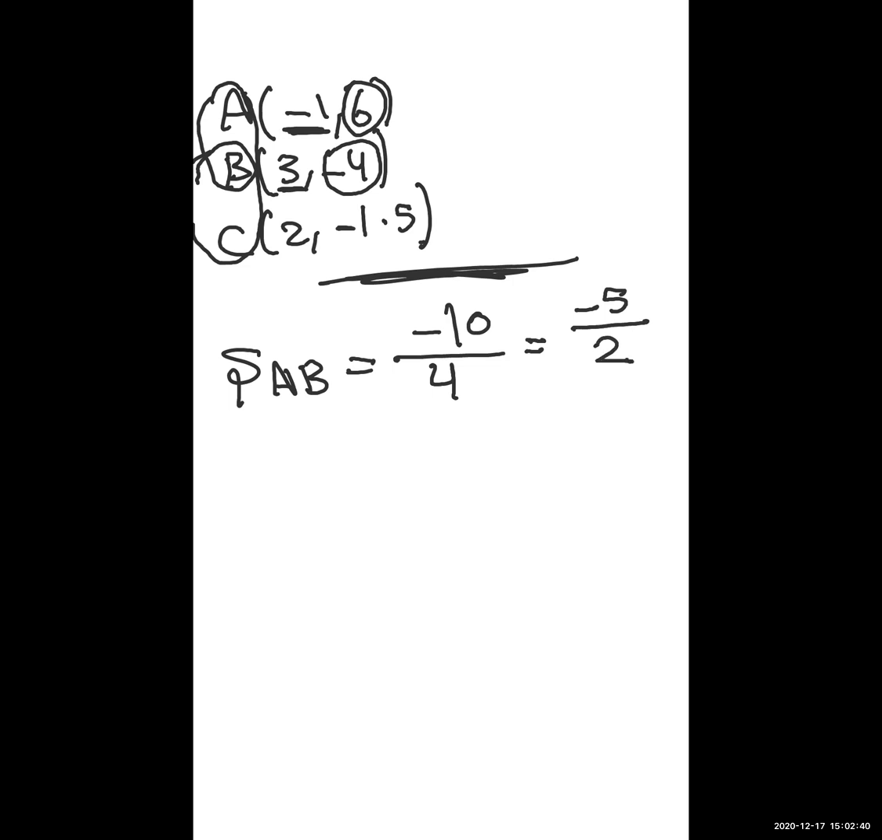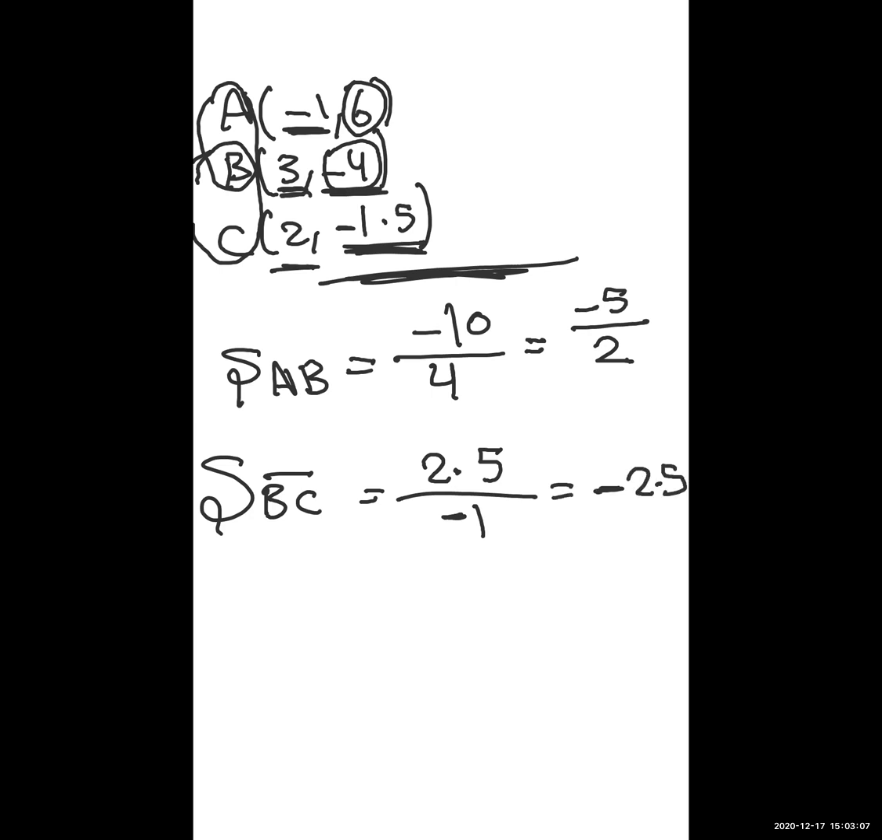Okay. Then get the slope for BC. Slope for BC will equal negative 1.5 minus negative 4, so it will equal 2.5, over 2 minus 3, which is negative 1. So it will equal negative 2.5. Actually, the two slopes are equal. This one is negative 5 over 2, which is equal to negative 2.5 also. Okay, guys?